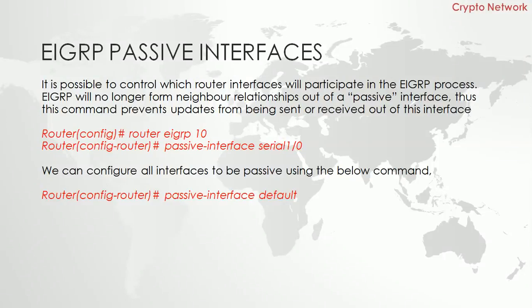So the command is simple. Under config mode, we have to type router EIGRP AS number, and under config-router, passive-interface, followed by the serial number or the interface name where we want to enable this passive interface. If we want to configure it on all interfaces, we have to punch in the passive-interface default command.